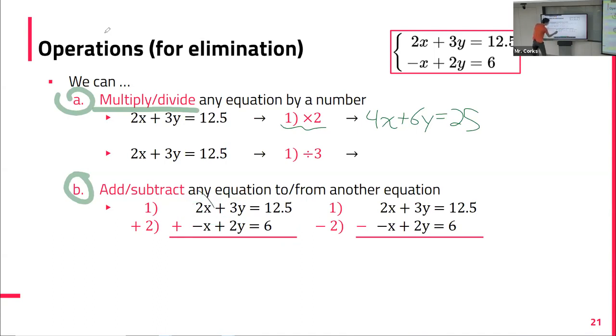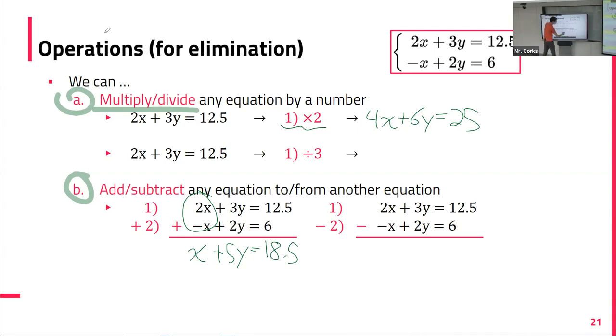So if we were to add these parts, so 2x minus x would give us x. If we add 3y plus 2y is 5y. If we add 12.5 and 6, we get 18.5. So I know this is not useful. We'll do it a little better on the next slide when we actually try to solve this thing. But for now, we can do this.